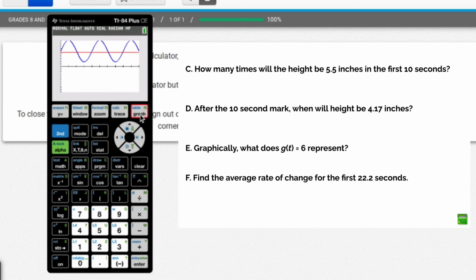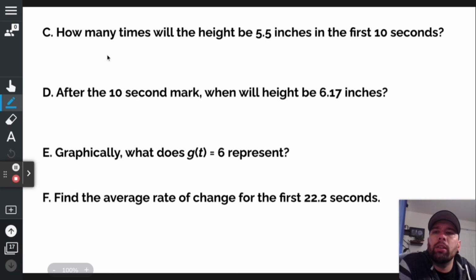Now, when we hit graph, this is the first 10 seconds. It just misses, 1, 2, 3, 4, and just misses again. So the answer for this one is 4. Not once, not twice, not thrice, but 4 times.